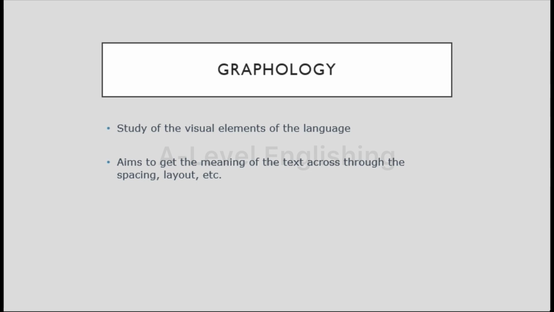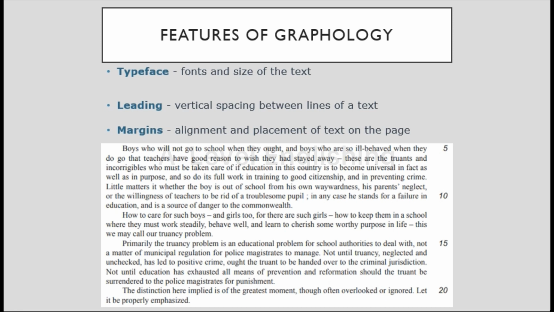Now, graphology is the study of the visual elements of the language. It aims to get the meaning of the text across through the spacing, the layout, etc. So it mainly focuses on how a text is visually represented to help analyze the text itself more intensively. So here are a few starting features of graphology to make you more used to the concept. Fairly simple. You got typeface, fonts and size of the text, leading, the vertical spacing between lines of a text. You also have margins, alignment and placement of text on the page.